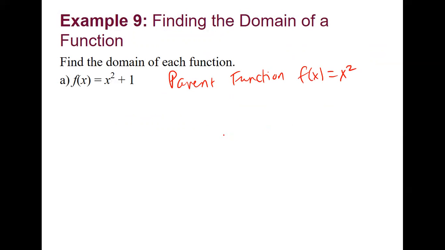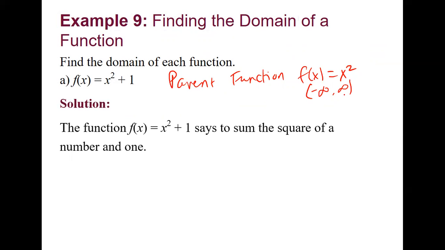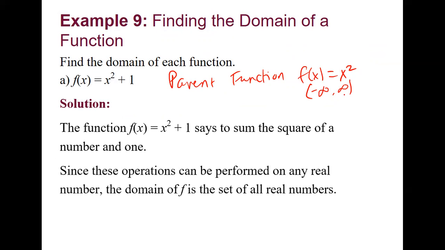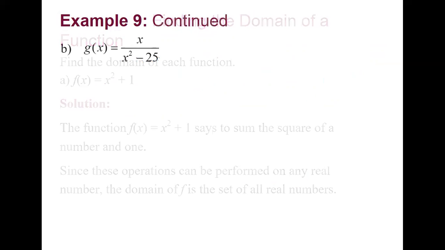What is the domain of the parent function? Negative infinity to positive infinity. It's all real numbers. So guess what the domain of this is? It's going to be the same thing. It's going to be all real numbers because you're going to still match your parent function. So you're going to have certain attributes of your parent functions that are going to follow you through. Just like genetics, you have certain attributes of your parents that follow you through, right? Same thing with functions. All right, let's look at another one.